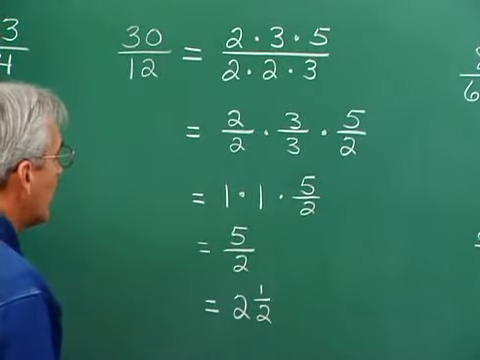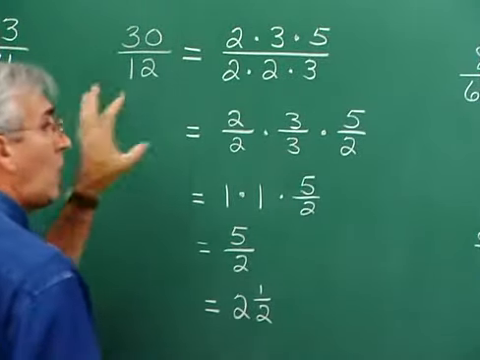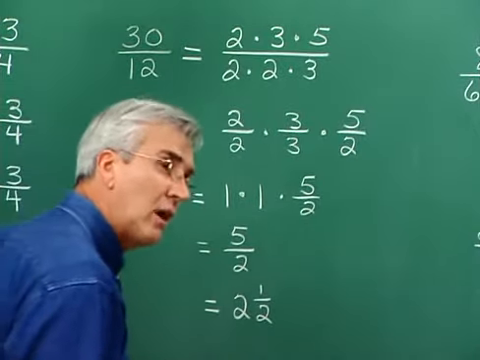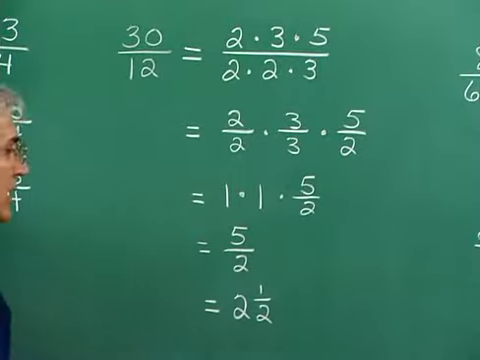But, oh, and by the way, this is improper. You might have thought, well, gee, it's an improper fraction. Why don't we change it to a mixed number early in the problem? And you could do that. That's just another way to get to the same result.